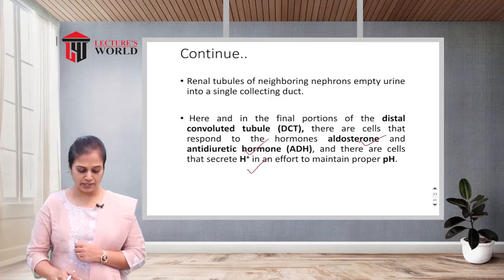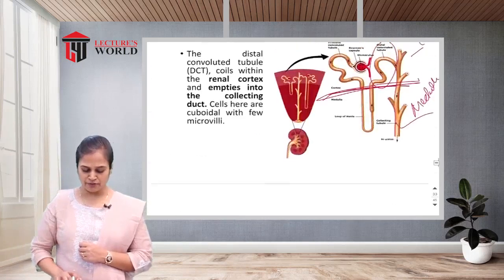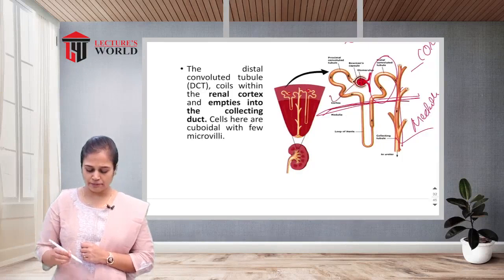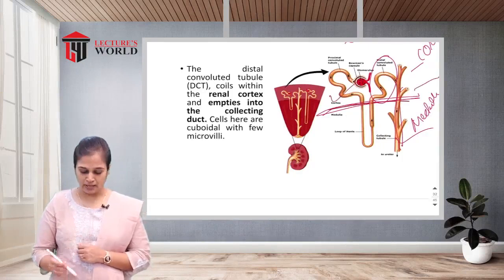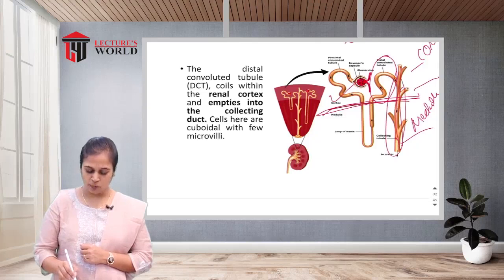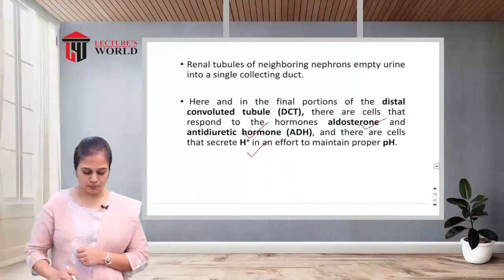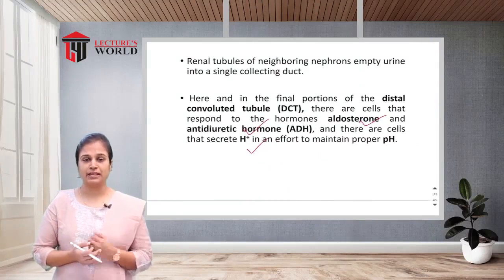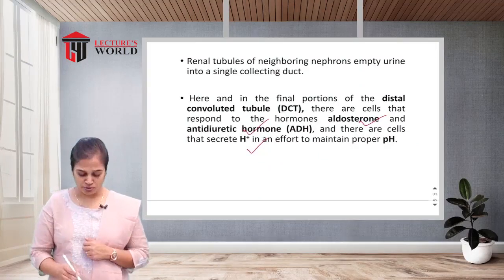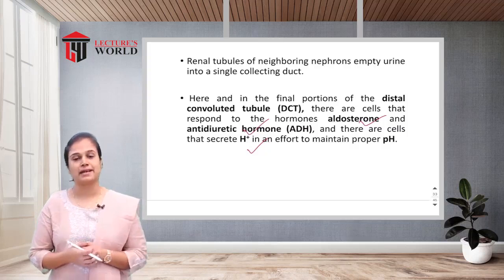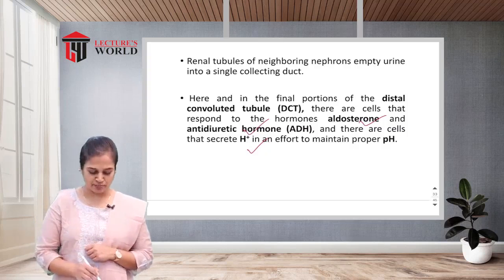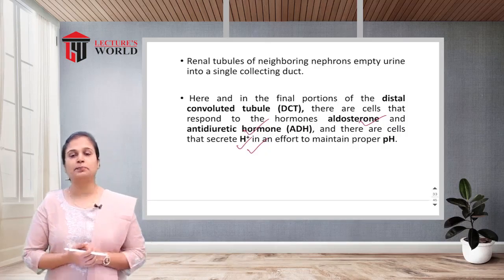Over here you can say the renal tubules of neighboring nephrons collect urine in a common collecting duct. Here also there is a nephron, and here also there is one nephron, which drains into a common collecting tubule. And again, in the final portion of the distal convoluted tubule, there are cells which respond to aldosterone as well as antidiuretic hormone, and cells that secrete H plus to maintain the proper pH.